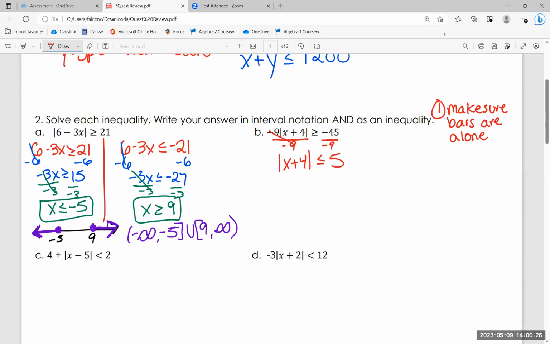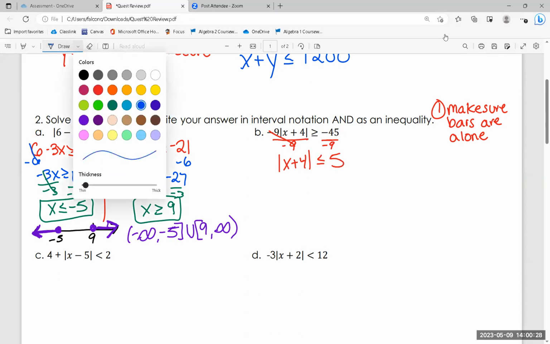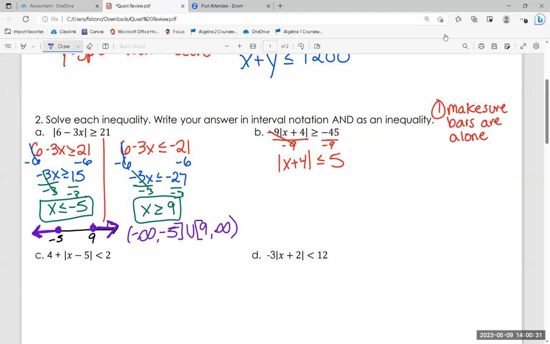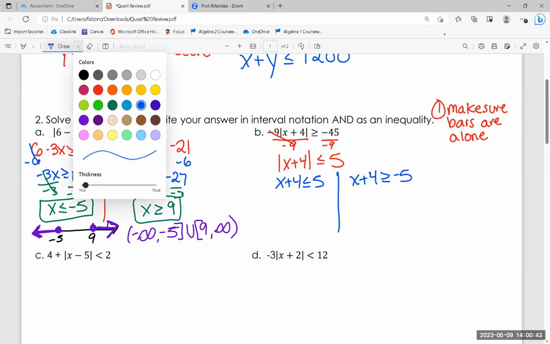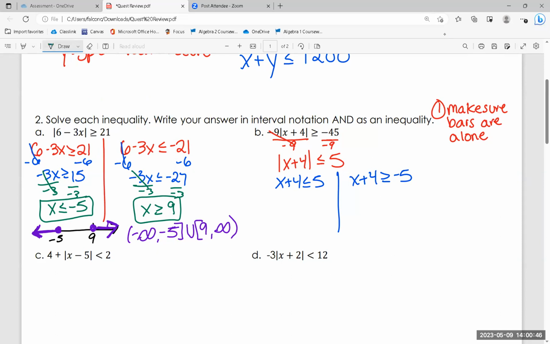All right, so once we get the bars by themselves, we drop the bars and then solve. So we do x plus 4 is less than or equal to 5. And then we do x plus 4, flip it, and then we greater than or equal to -5. All right, so we would subtract the 4. So x is less than or equal to 1 for our first solution, and then subtract the 4. So x is greater than or equal to -9 for our other solution, -9.